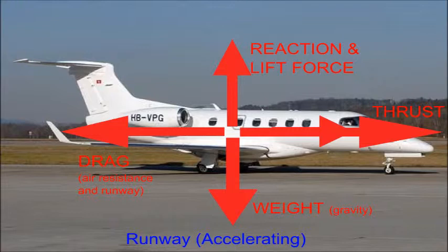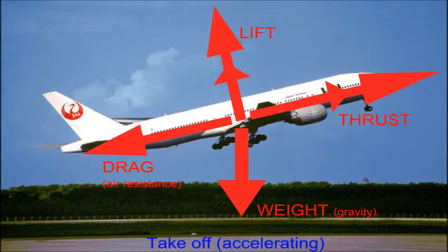Since the plane is not moving up or down, the forces of lift and reaction force must be in balance with the weight force of the plane. As the plane speeds up and generates more lift, eventually this force becomes greater than the weight force and the plane takes off. As the plane leaves the Earth, there is no more reaction force acting upwards, only lift.